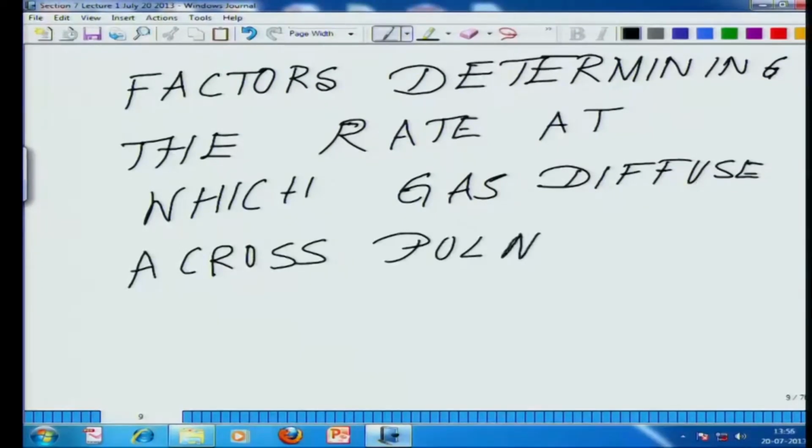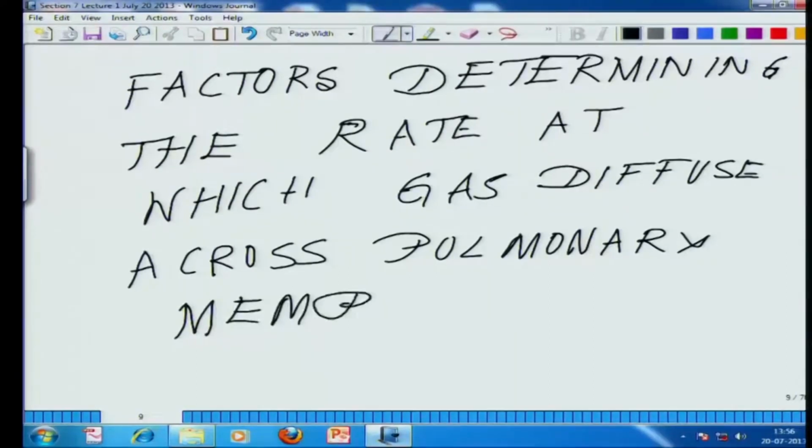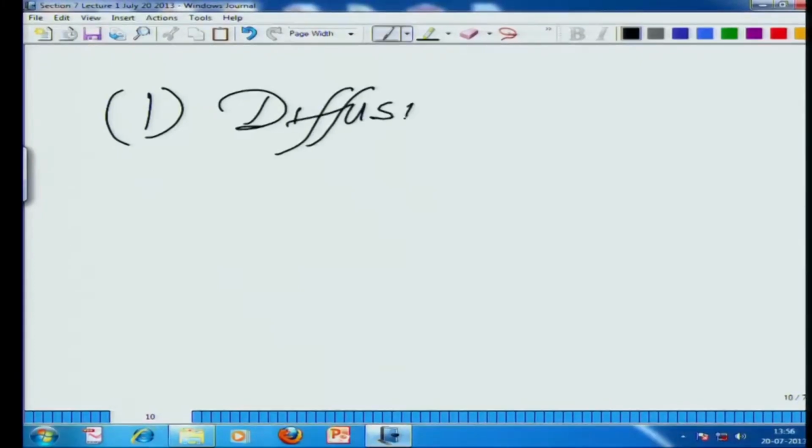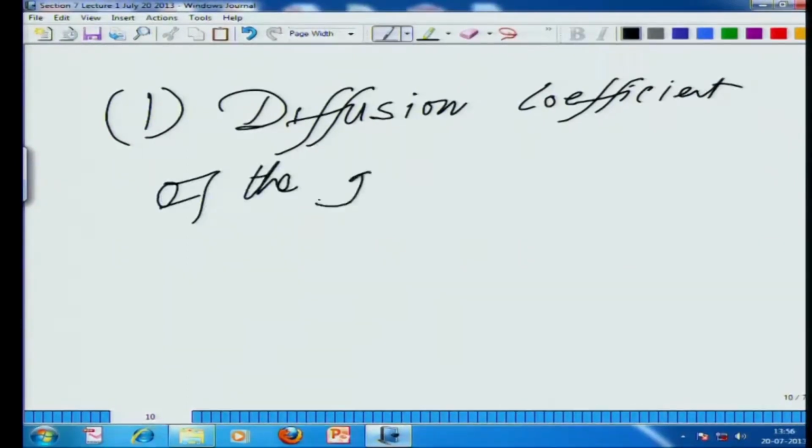Across pulmonary membranes. So, there are two factors which govern that. The first factor is the diffusion coefficient of the gas. What do we mean by diffusion coefficient of the gas? That means the measure of how easily the gas passes through a membrane.